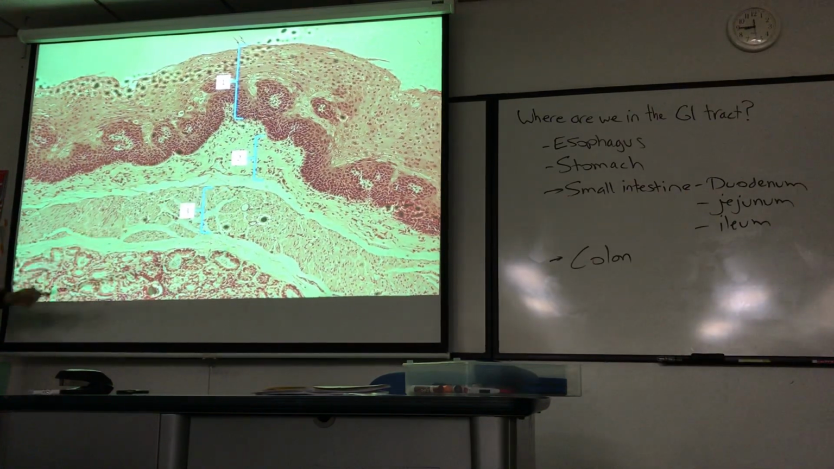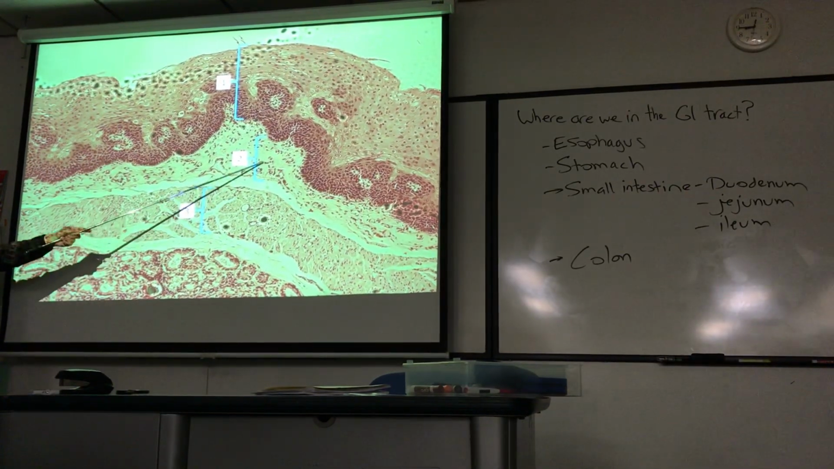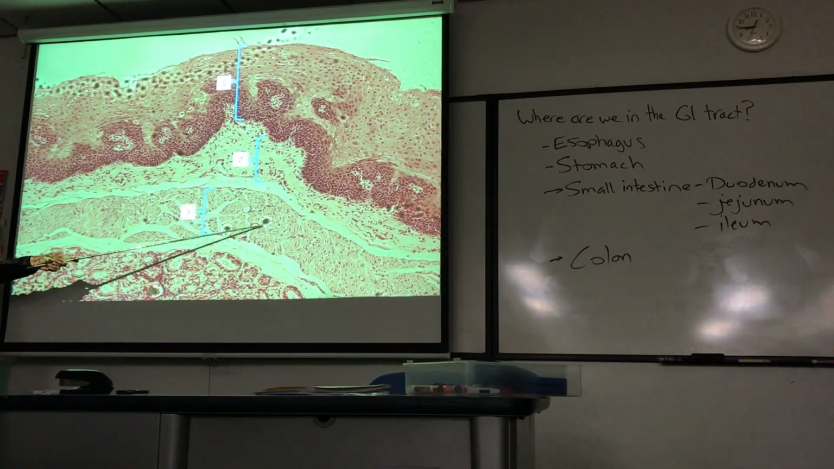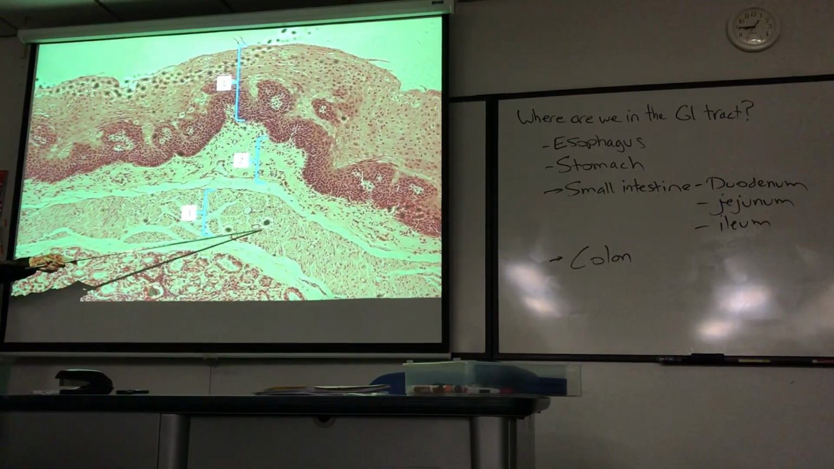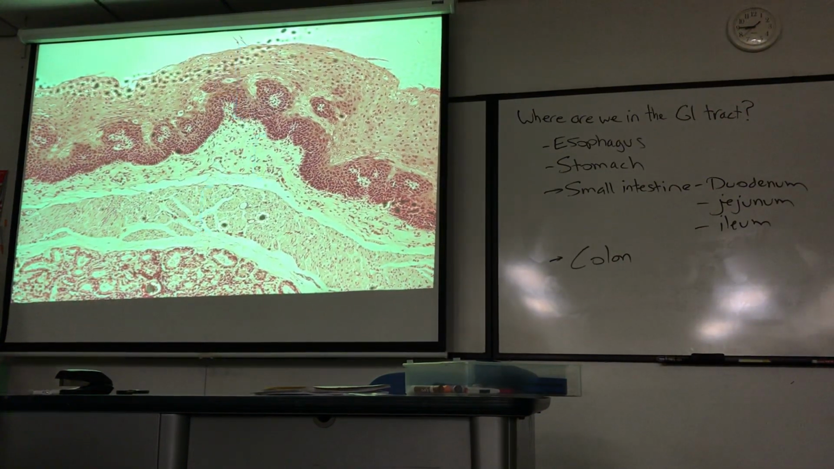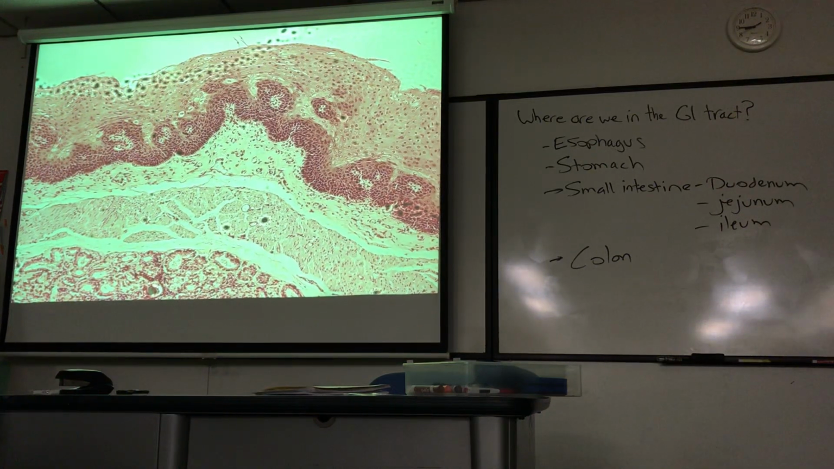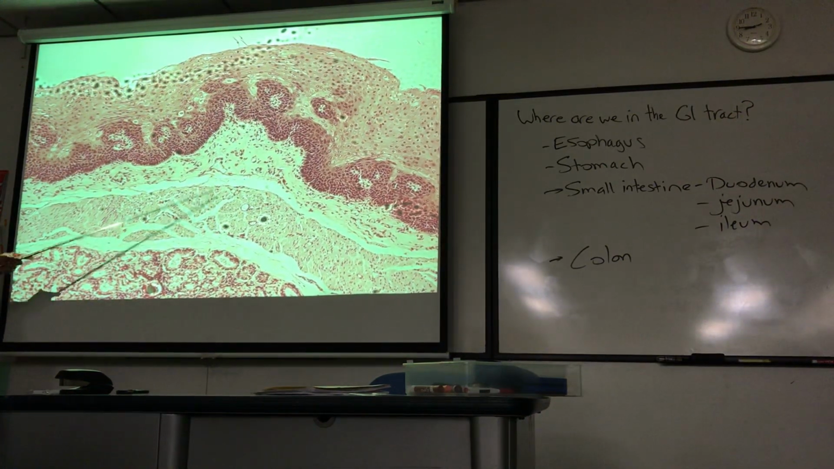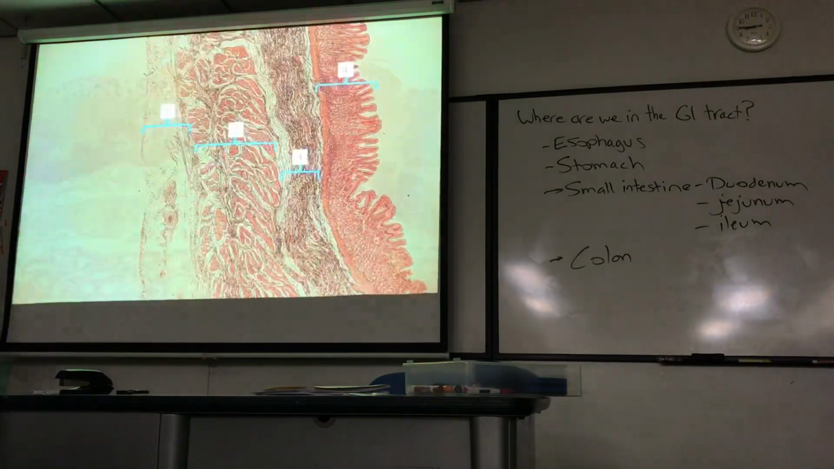Number 2, lamina propria, connective tissue. Number 3, muscularis mucosa. Okay, that's what I'm going for there. There it is unlabeled. This is still esophagus. This is the mucosa from here to here.